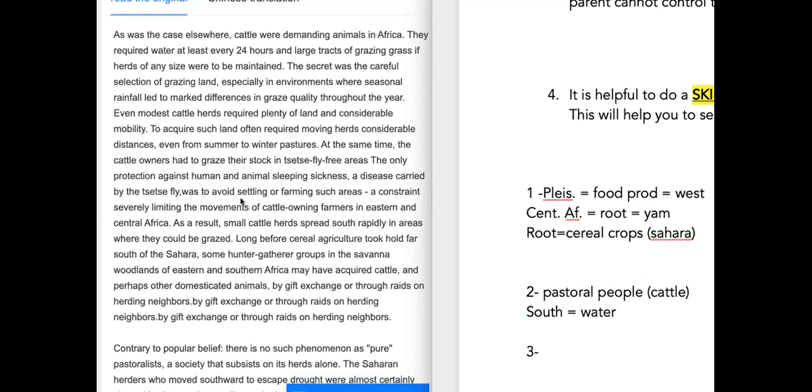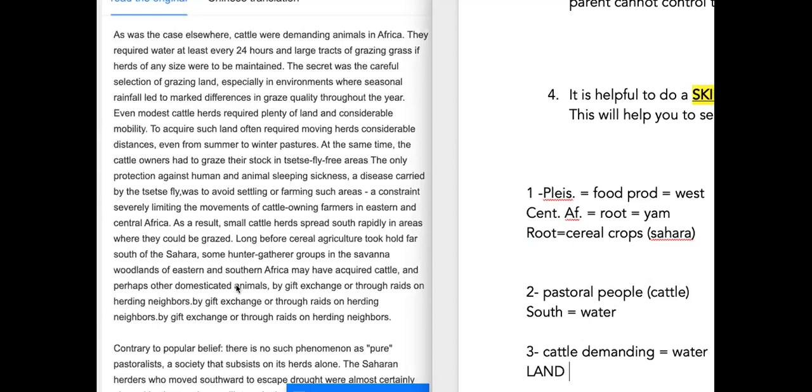Again, we're just on the search for main ideas. As was the case elsewhere, cattle were demanding. Cattle, demanding. And I want to kind of know a little bit more, like why are they demanding or how are they demanding? They required water. They needed water. So that's why they're along the water routes. And large tracts of grass. They needed grass and water. The secret was the careful selection of grazing lands, especially in environments where seasonal rainfall led to marked differences in graze quality throughout the year. So they're trying to pick the best land for these cattle to graze on.